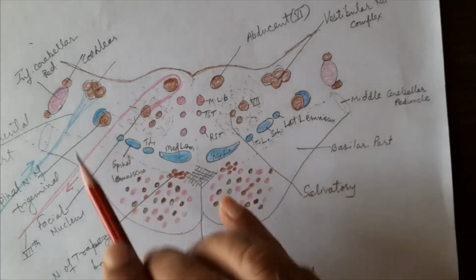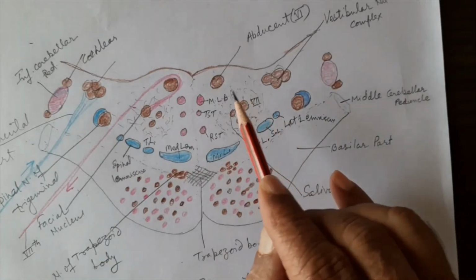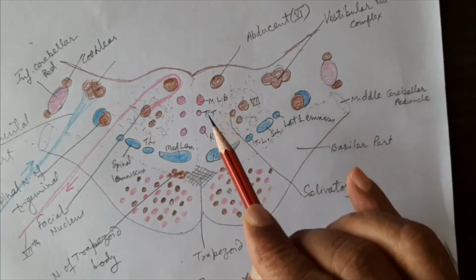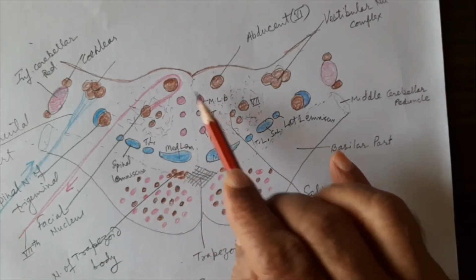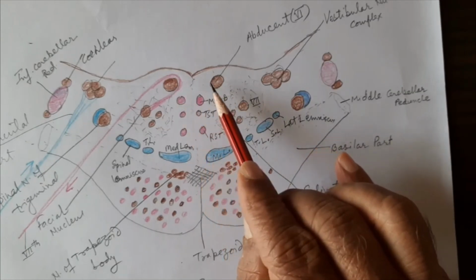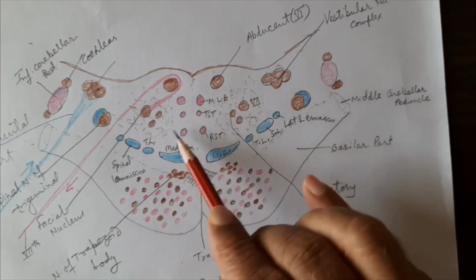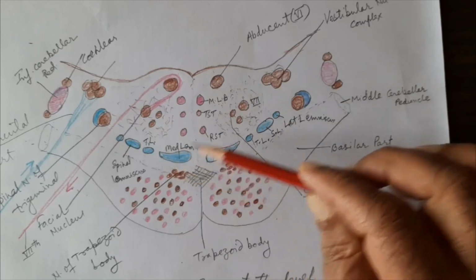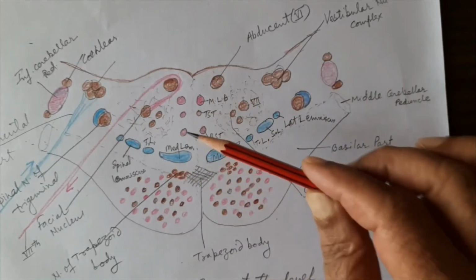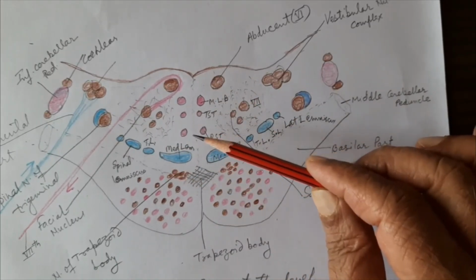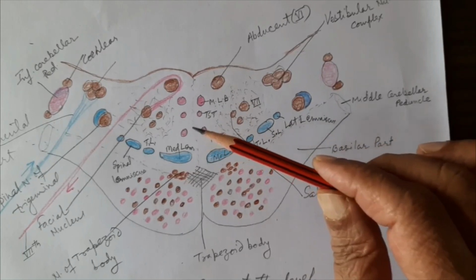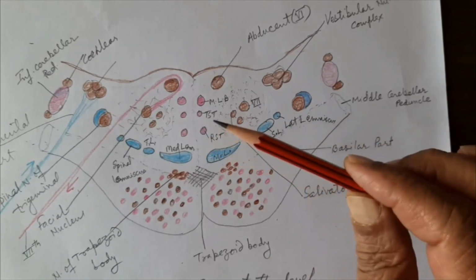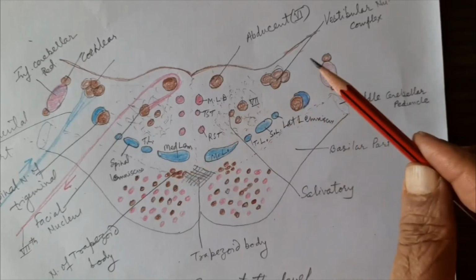So this is a brief description of the tegmentum at the lower or caudal level, at the level of the facial colliculus. This area is showing a lot of nuclei, gray matter and white matter, which is ascending as well as descending.